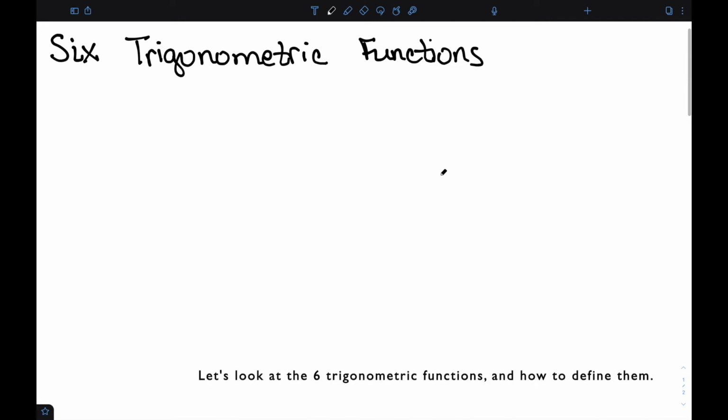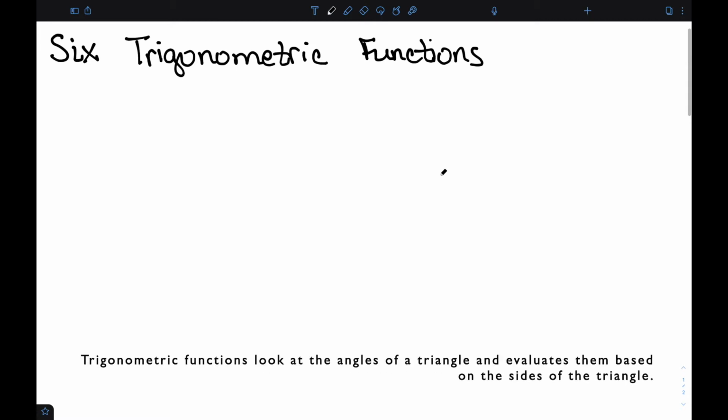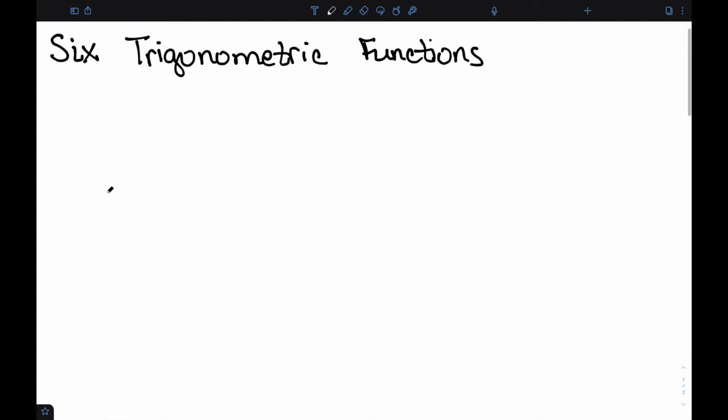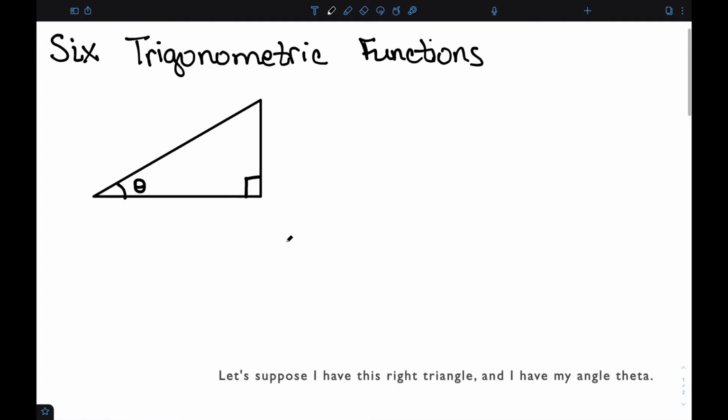Let's look at the 6 trigonometric functions and how to define them. Trigonometric functions look at the angles of a triangle and evaluate them based on the sides of the triangle. So let's suppose I have this right triangle and I have my angle theta.